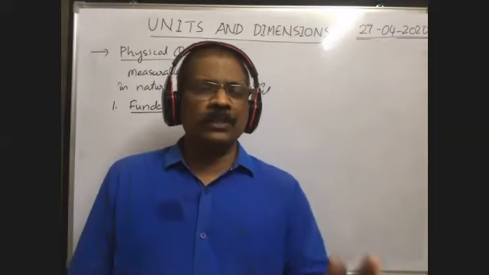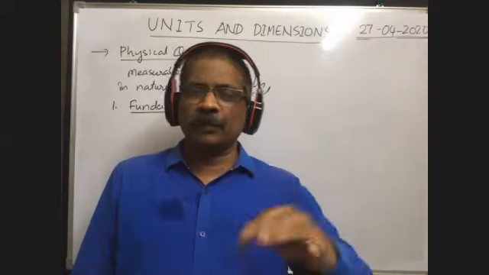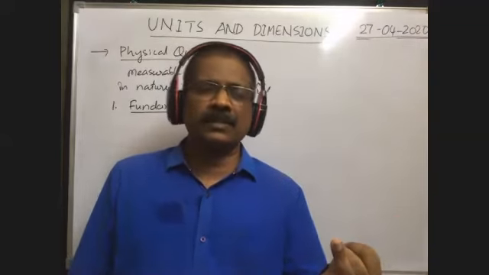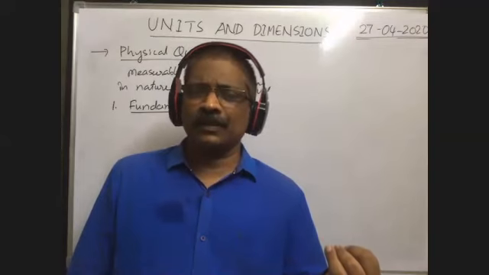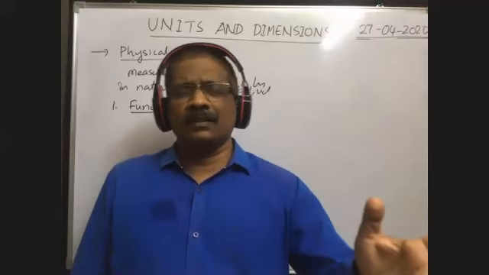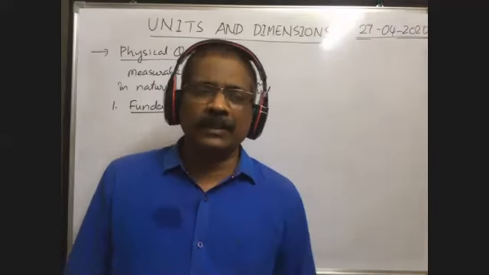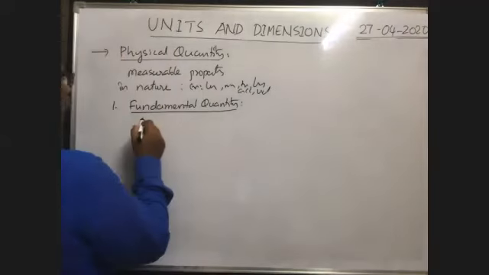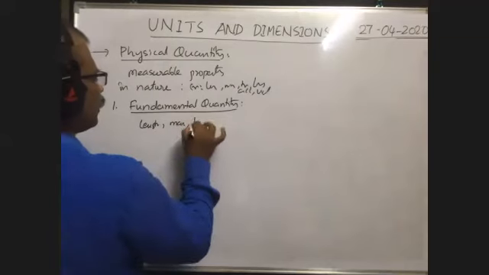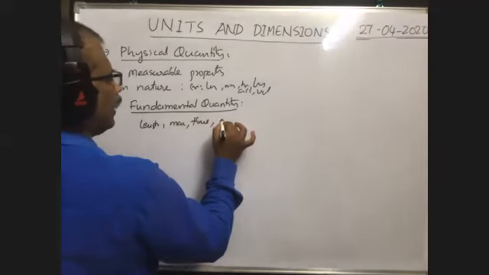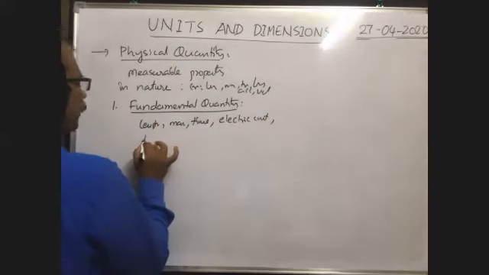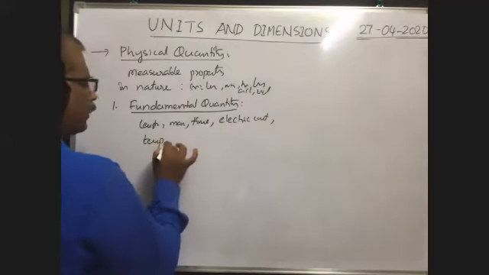So for example, take length, it does not depend on the other. Mass does not depend on the other. Time does not depend on the other. Electric current, temperature, these do not depend on the other. That's why these are all treated as fundamental quantities. So the fundamental quantities are length, mass, time, electric current, and temperature, also called thermodynamic temperature.